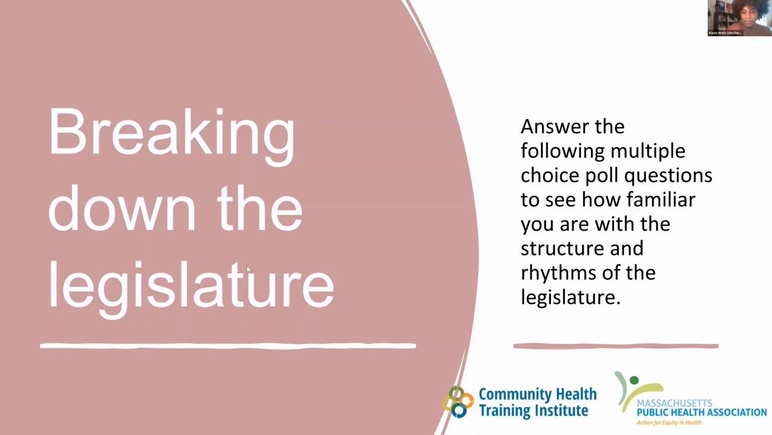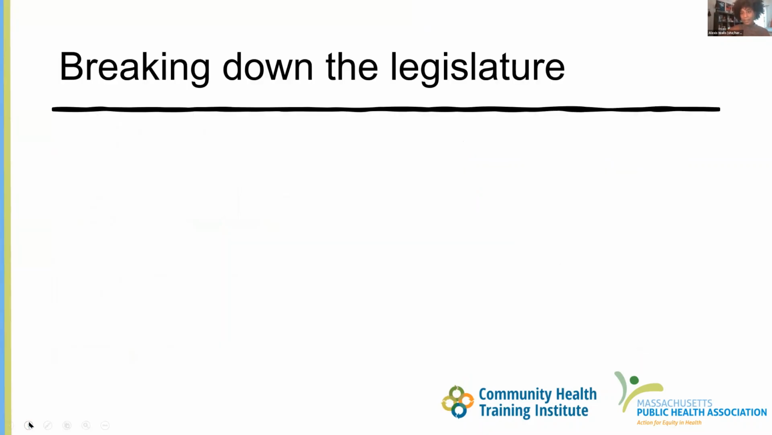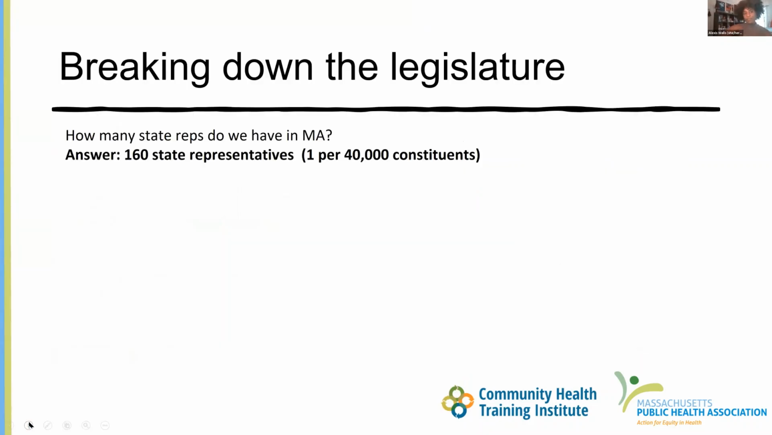All right. So I'm going to stop sharing these results, and we're going to see what the answers truly are. We're starting with the first question. How many state reps do we have? The correct answer is 160. So most of you were right. That's about one state rep per 40,000 constituents.